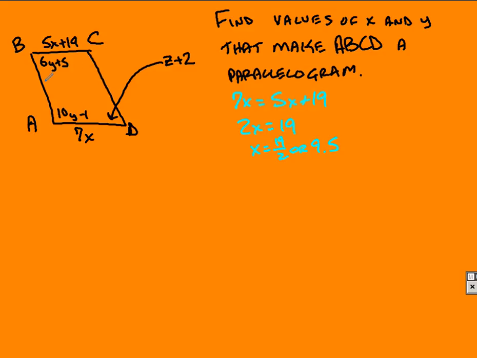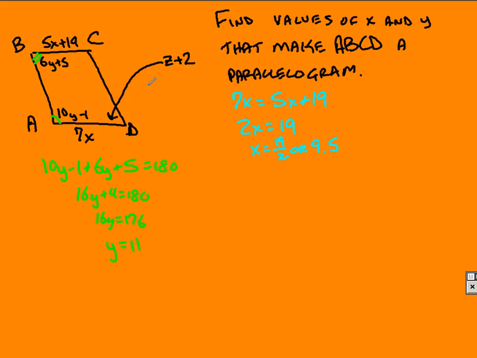Now here, I can also say, while I have these two angles, they are right next to each other. They're consecutive. That means I should add them up, and they should add up to be 180 degrees. So that means 16y plus 4 is 180. So 16y equals 176, or y is equal to 11.